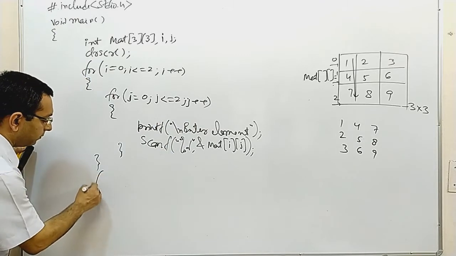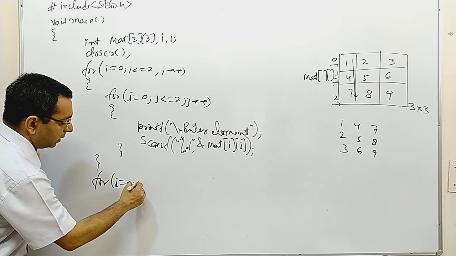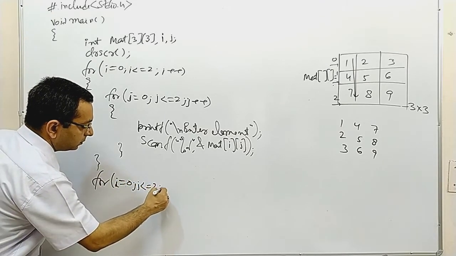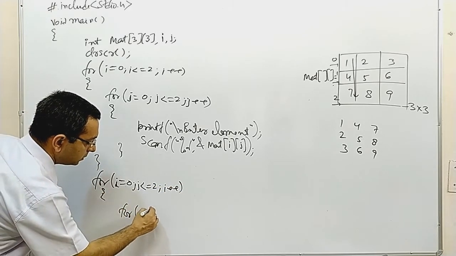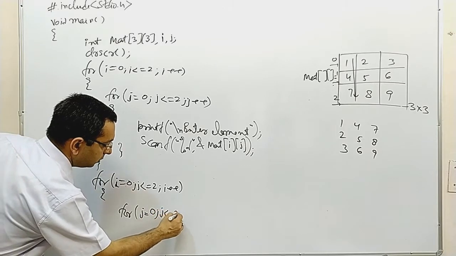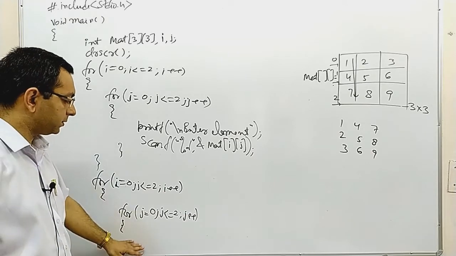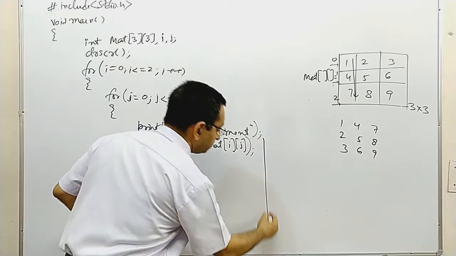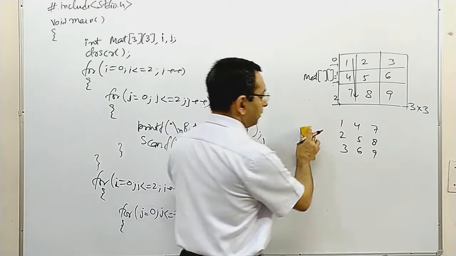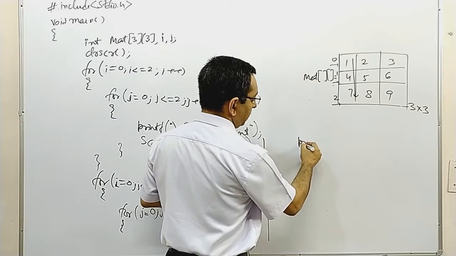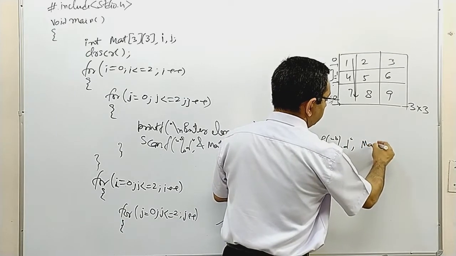So now we write i equal to 0, i less than or equal to 2, i plus plus, then for j equal to 0, j less than or equal to 2, j plus plus. Now due to shortage of space I am writing here. Now we have to print. So for printing, what we are doing is printf %d mat.